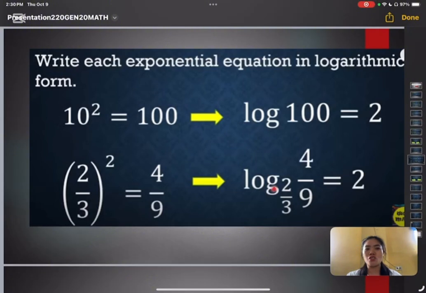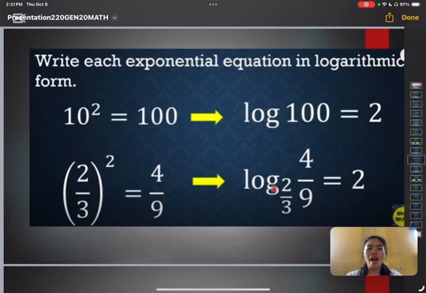Now let's continue writing exponential equation in logarithmic form. We have here 10 squared, or 10 raised to the power of 2, is equal to 100. Now, that becomes log 100 is equal to 2. Since the base is 10, that's under a common logarithm. Okay? So that's under common logarithm wherein the base is 10. So you no need to write base 10.